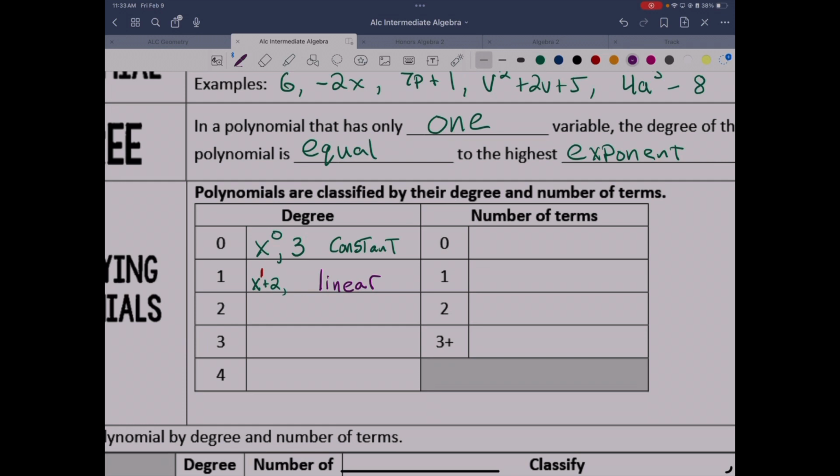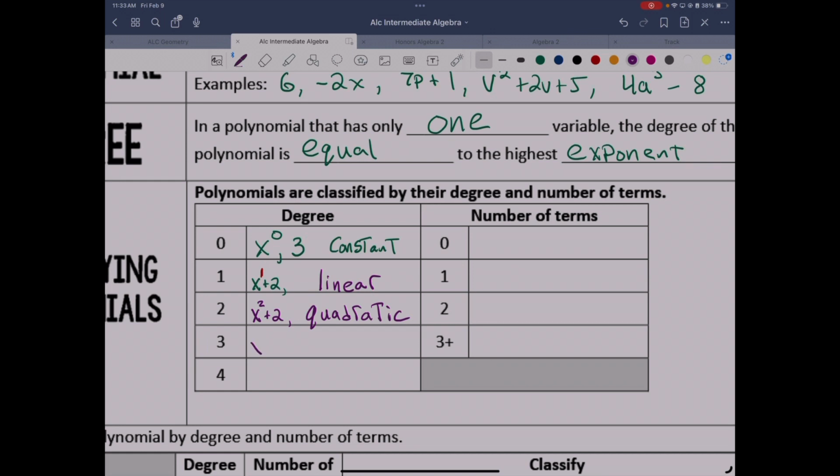If it's a second degree polynomial, something like x squared plus 2, my variable is raised to the second power. This is called a quadratic. So anything to the second power is quadratic. We deal with a lot of quadratics in algebra 2, and we will here in about a couple weeks.